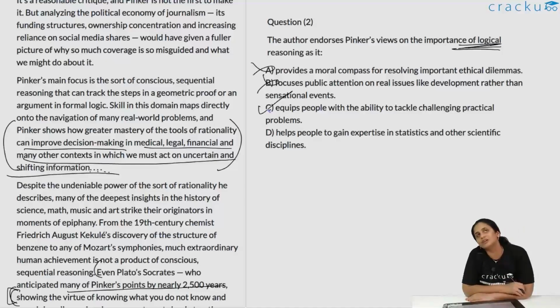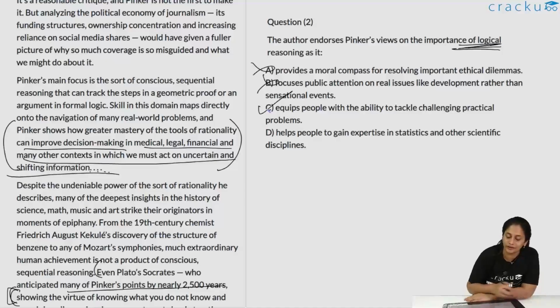The point is never to gain expertise in statistics, but about how having some basic understanding in statistics would help you make better decisions in real life. So D misses the main point as such, so D can be eliminated. C is the right answer.